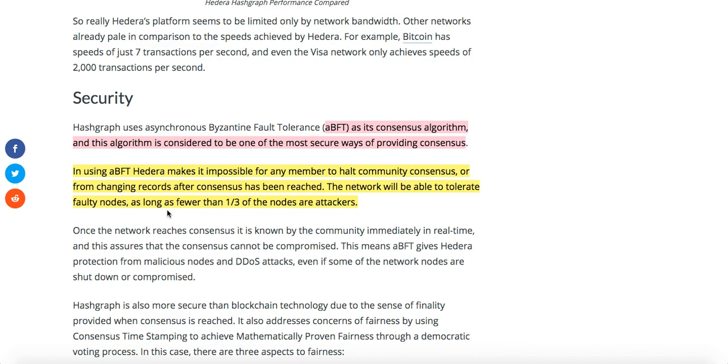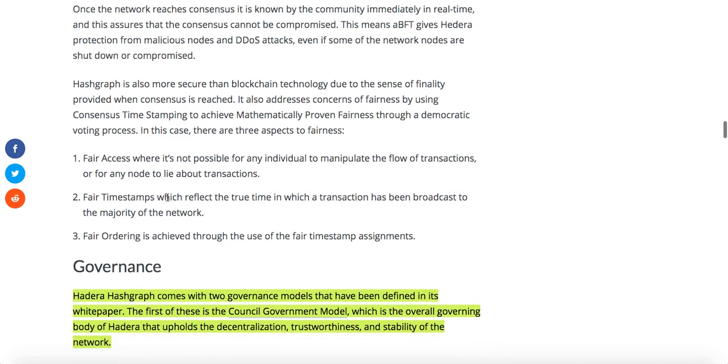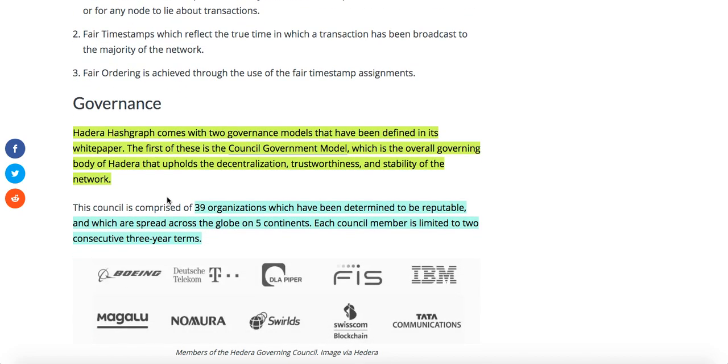So Hashgraph uses ABFT as its consensus algorithm, and this algorithm is considered to be one of the most secure ways of providing consensus. In using ABFT, Hedera makes it impossible for any member to halt community consensus or to change records after consensus has been reached. This is amazing. The network will be able to tolerate faulty nodes, as long as fewer than 1 out of 3 of the nodes are attackers. Amazing. So, the third problem they're trying to solve is governance.